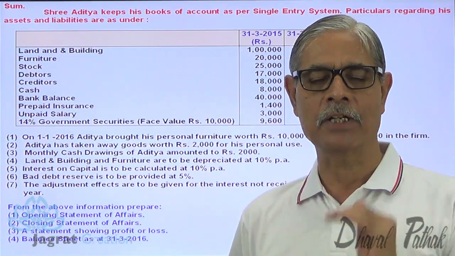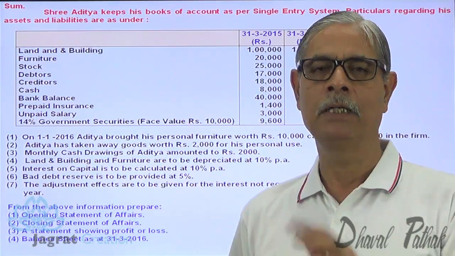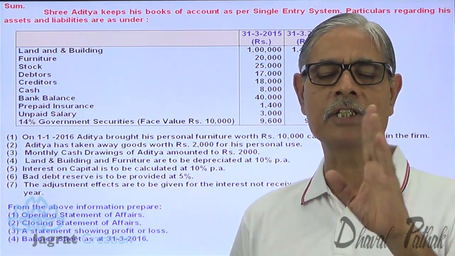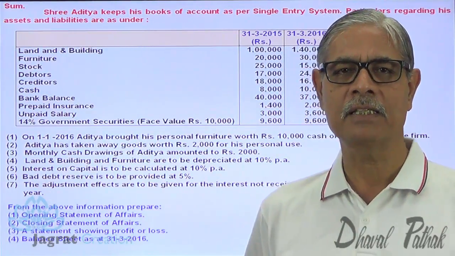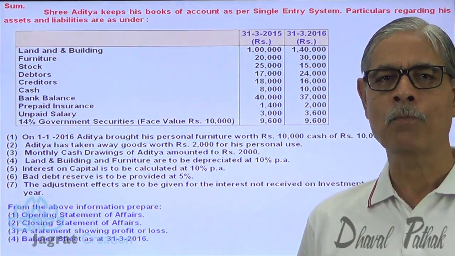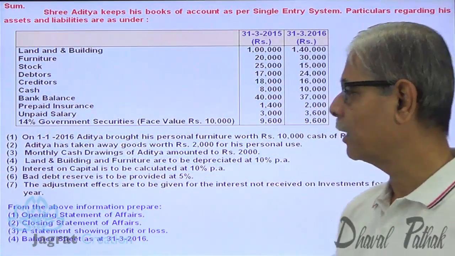Then give the effect of adjustment to the gross profit, and in light of that, closing statement of affairs is to be revised and converted into balance sheet. This is the strategy that we follow for the purpose of solving the sum. Now let us start.